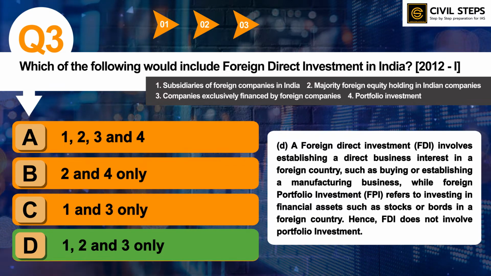So these topics like FDI and FII, which is or FPI, are extremely important from the UPSC prelims exam point of view. So you should know every little detail about FDI. You should also follow the current affairs about FDI and the terms associated with this. You should know the components of FDI, what are the components of FII or FPI, and what is included in FDI or FII, and what are the differences between FDI and FII.